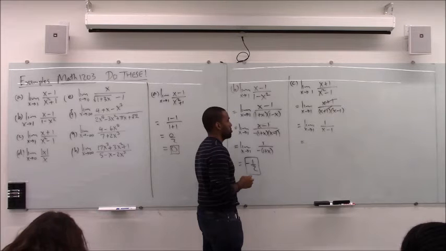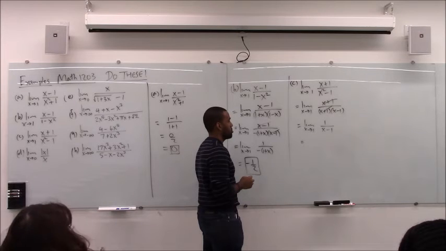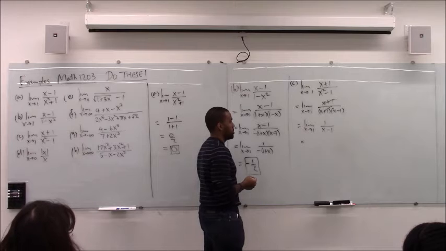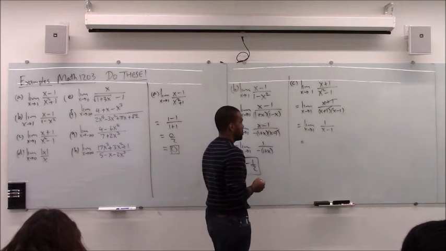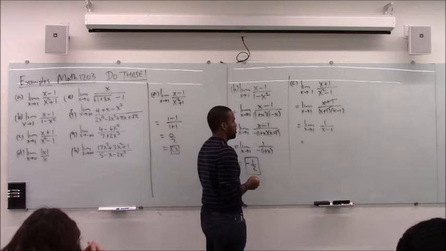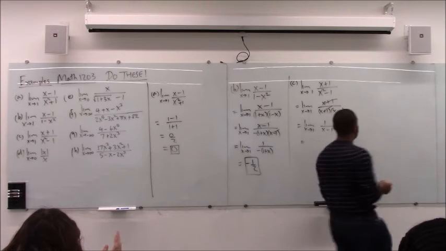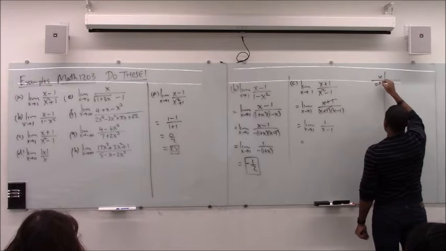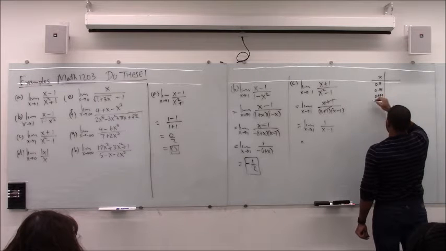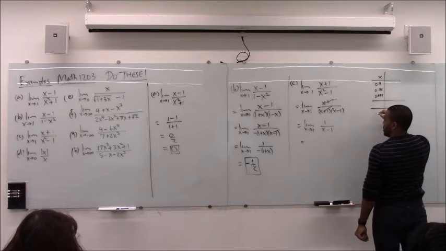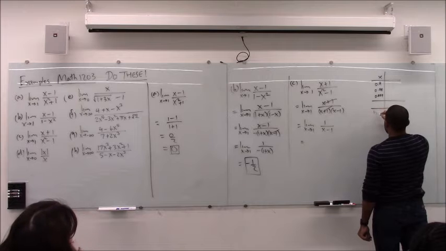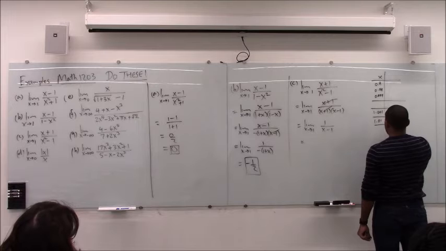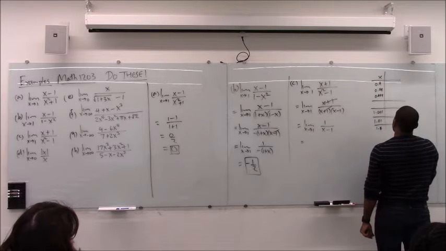I tried plugging in 1 and that did not work, so I made a table of values. The values I used were 0.9, 0.99, 0.999, and then 1.001, 1.01, and 1.1. Okay. What did you notice?